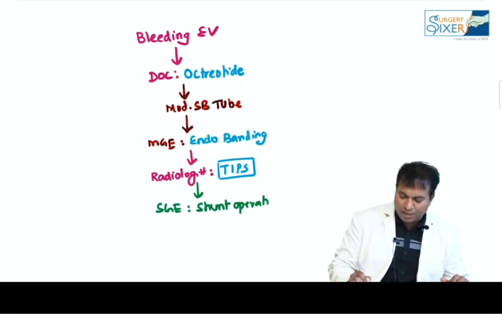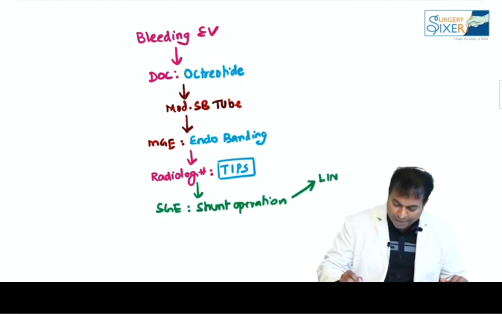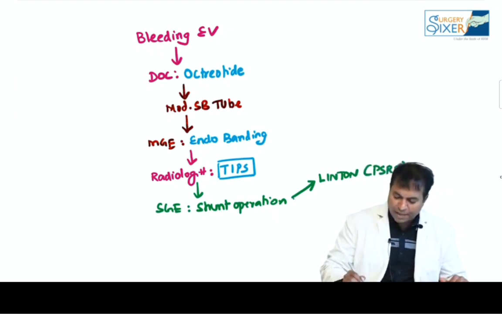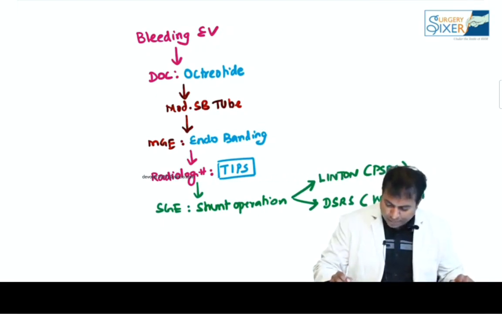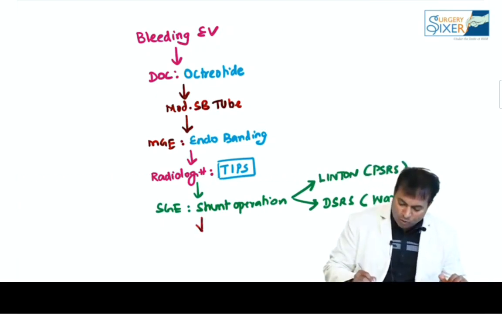In which shunt operation will I do splenectomy? Can you tell me? Linton shunt, also known as proximal splenorenal shunt. And the selective shunt is DSRS, which is also known as Warren shunt. If shunt operation is not possible, then I will go for a devascularization operation known as Sugiura operation.